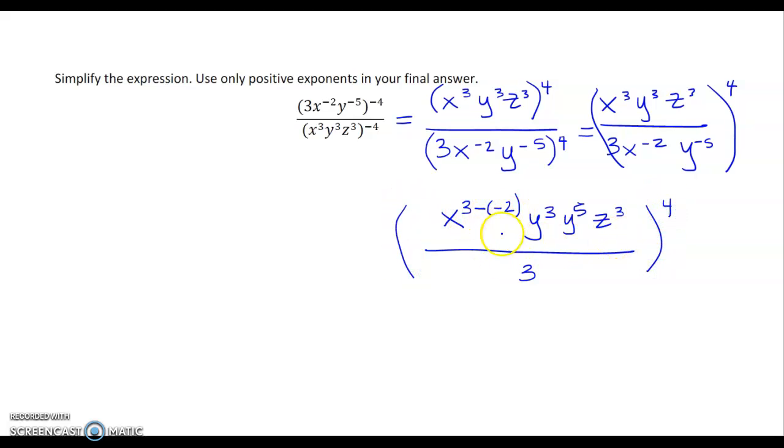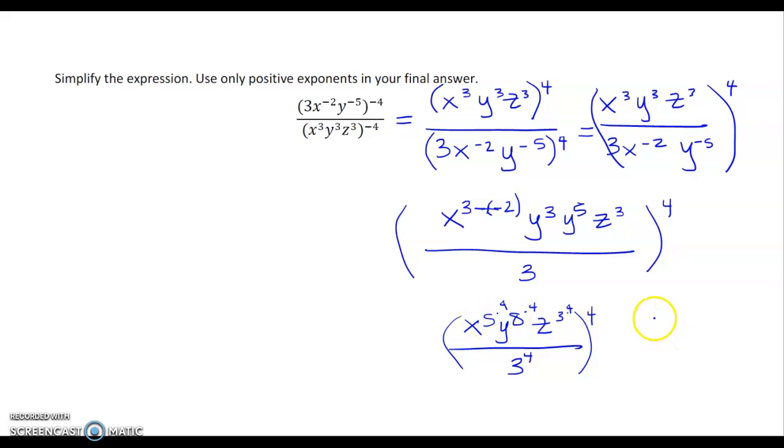So 3 minus a negative 2 is going to be 3 plus 2, or 5, so x to the 5th. Y will have 3 plus 5, so it'll be y to the 8th, z cubed, all over 3. Okay, now we need to raise this to the 4th power, so each of these is going to be raised. So 5 will need to be times 4, 8 will need to be times 4, 3 times 4, and 3 raised to the 4th power.